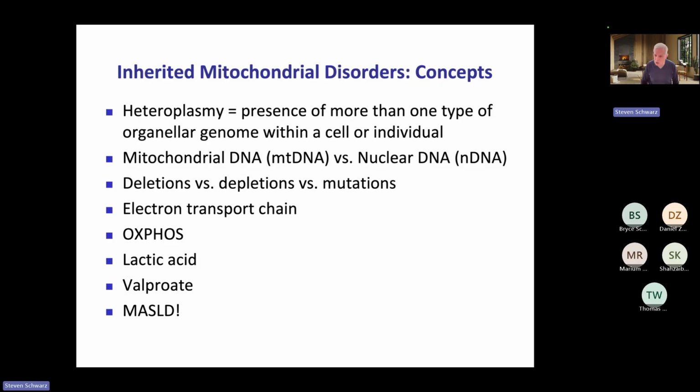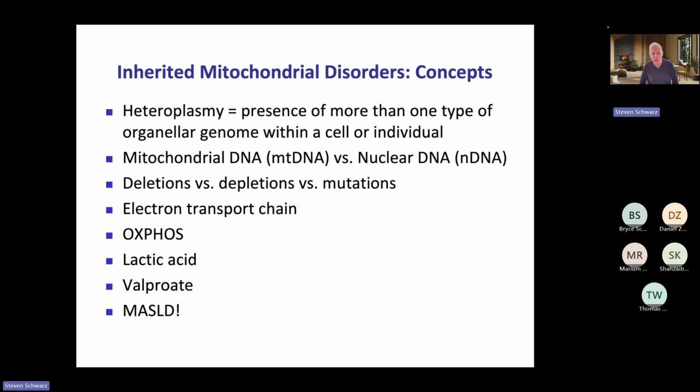Valproate is a no-no in patients with an undiagnosed seizure disorder where the etiology is unknown, because of the possibility of Alpers-Huttenlocher syndrome. So if you have a patient presenting with seizures, check their liver first before you start giving them valproate. And finally, the histopathologic characteristic is that of metabolic-associated steatotic liver disease.